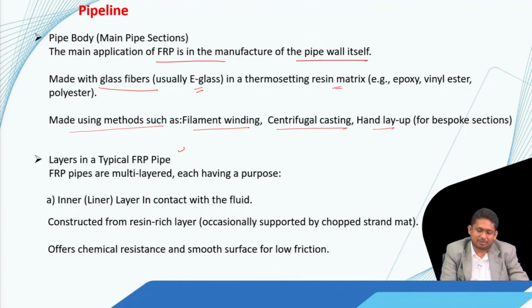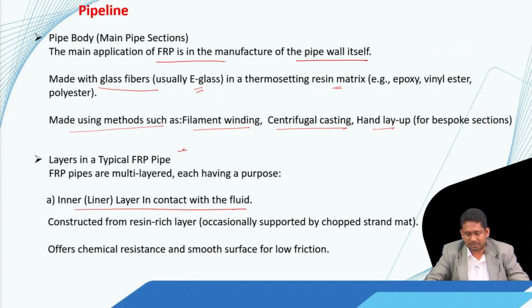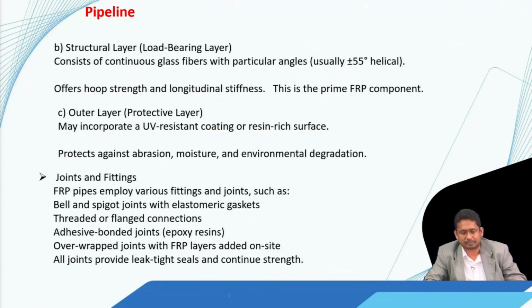Now, FRP pipes generally have 3 layers. The inner layer is in contact with the fluid. So, that is made resin rich because it has to offer high corrosion resistance and a smooth surface. Then there is a structural layer, which is the main load bearing layer. So, it is more fiber rich.